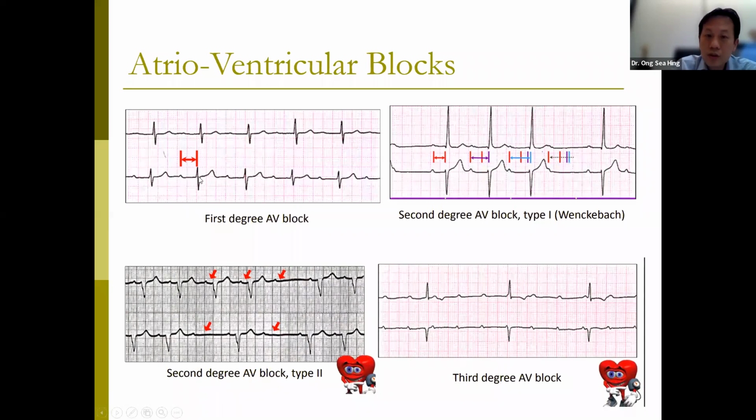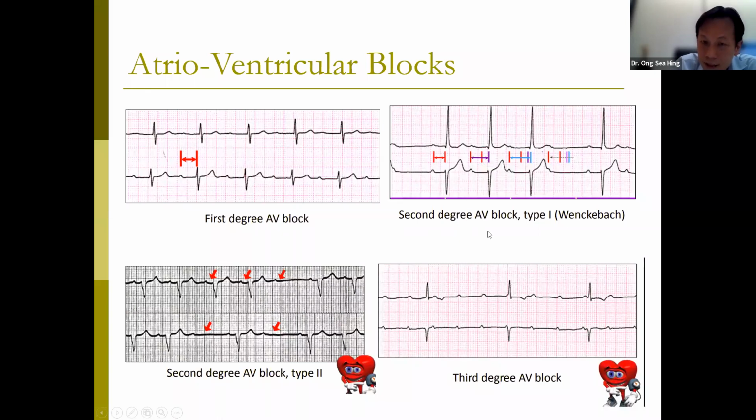It is because of disease in the AV node, but most of the time, first degree AV block is benign. It is because of a high vagal tone. In young patients with first degree block, most of the time we don't need to do anything. We don't need to be too alarmed.